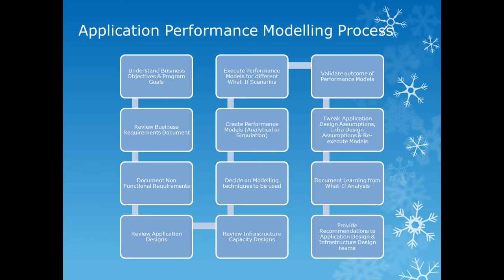So basically, the performance modeling process is a process at the design stage in the software engineering or performance engineering lifecycle, which is focused on giving you the ability to validate design assumptions, architectural assumptions, and infrastructure capacity assumptions. Performance modeling techniques give you the ability to validate the application performance early in the software development lifecycle. And as you move through the software development lifecycle, you can use a combination of different modeling techniques to validate the performance of the application.